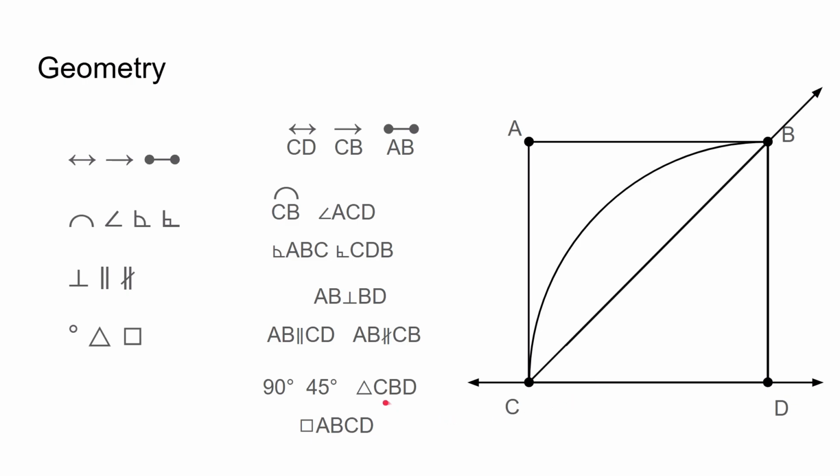A way to describe a triangle, so if you wanted to talk about this triangle right here, you would say the triangle CBD. So all of the vertices of the triangle with this notation describes algebraically that triangle. Same thing with the square. We say square ABCD, the square ABCD. That describes this square with all the vertices.